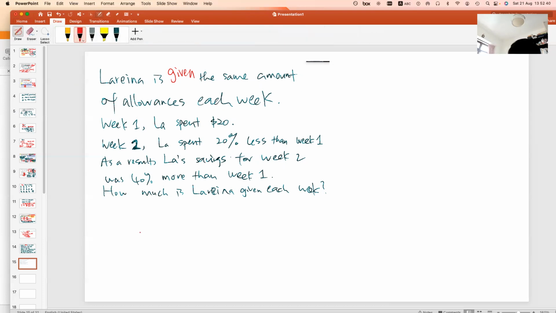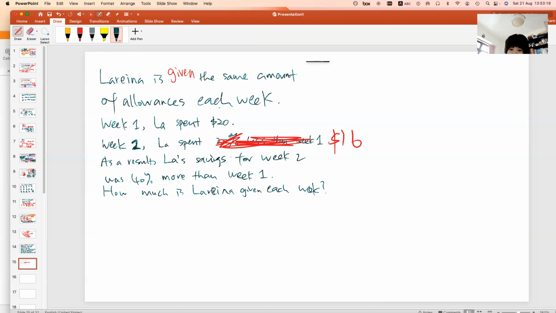Tell me what your equation is first. My equation is 20 minus 20% equals 16. Okay, yeah, 16. It means basically here is 16. I mean, the spending here is 16. And then u plus 40% equals 140%.